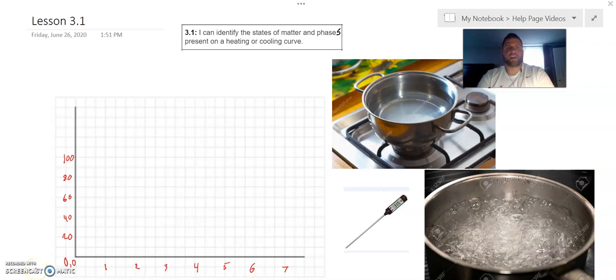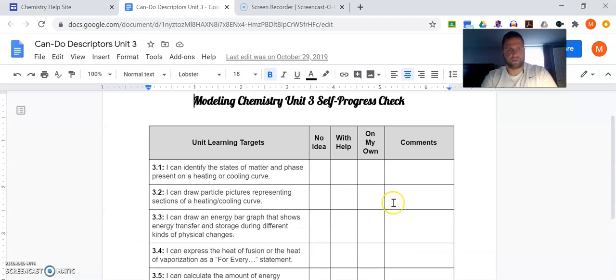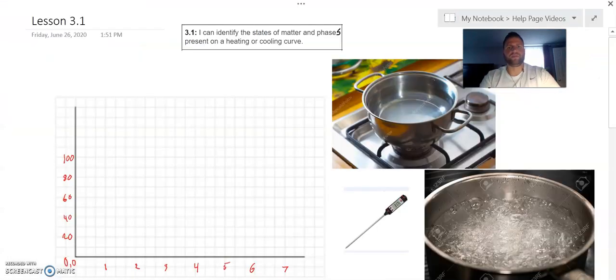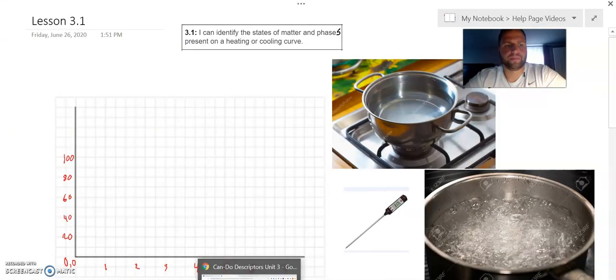3.1 says this: I can identify the states of matter and phases present on a heating or cooling curve. If we look at our descriptor list, we notice that this is the first lesson of Unit 3. Let's toggle back to the notepad and let's get started.